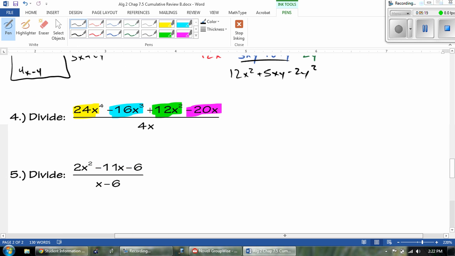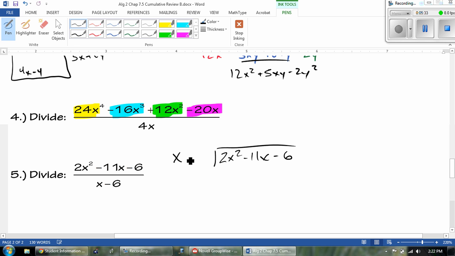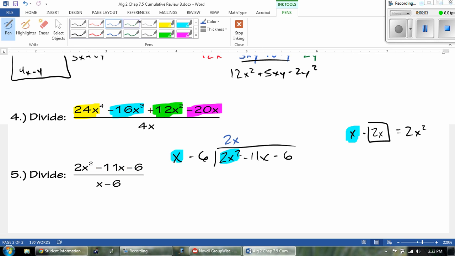All right, division, everybody's favorite. So just remember what the divisor and the dividend are. Okay, so we got the 2x squared minus 11x minus 6 goes inside, and x minus 6 goes outside. So I want, remember we talked about this, x times what number is going to give us 2x squared? Yeah, and it's 2x. So I know that the 2x comes here, and then I need to multiply 2x times x gives us 2x squared. 2x times 6 is negative 12x.